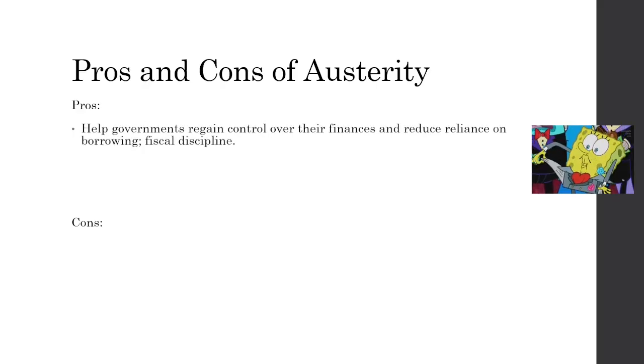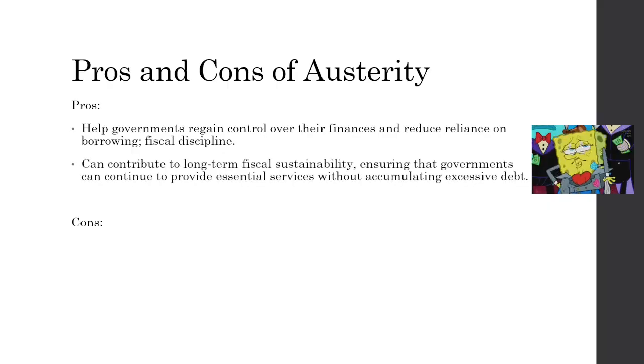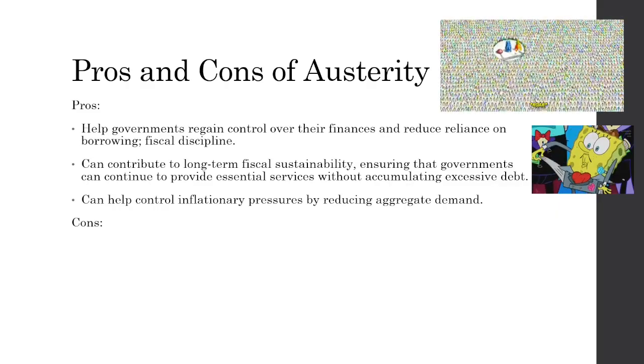So a pro can be it helps government regain control over their finances because they're reducing reliance on borrowing, which is called fiscal discipline. They're spending less money, which is good. It contributes to long-term fiscal and monetary sustainability. It ensures that governments can provide their required services without accumulating debt, which can negatively affect the economy of the entire country and the people within it. It can also control inflation pressures by reducing aggregate demand. That's not really a concept you have to know, but it's just a little fact you should stick in your mind a little bit. And if you reduce inflation, purchasing power of the citizens will increase.